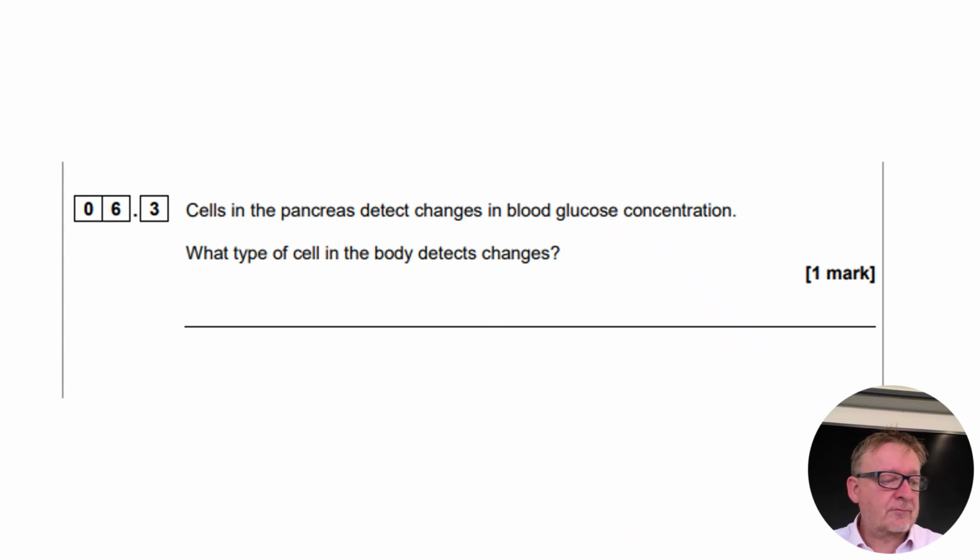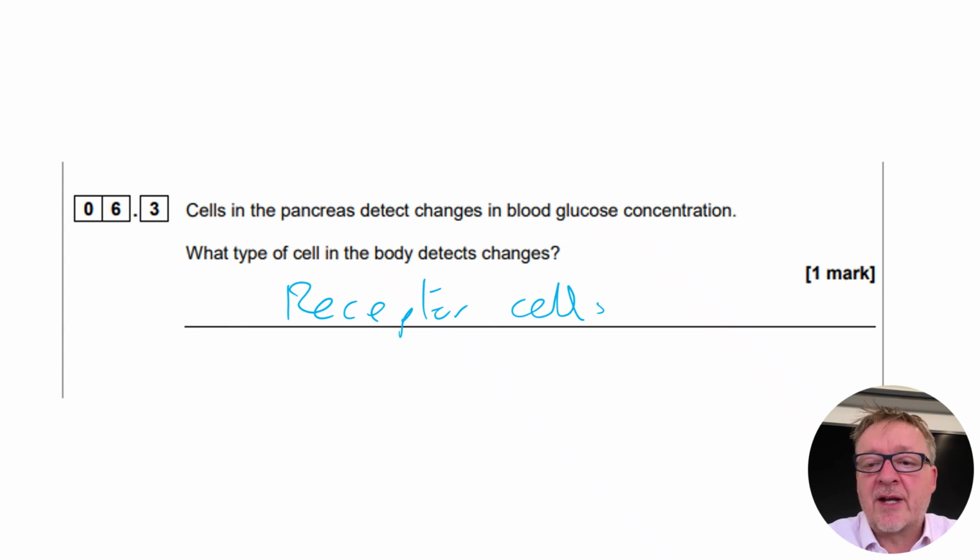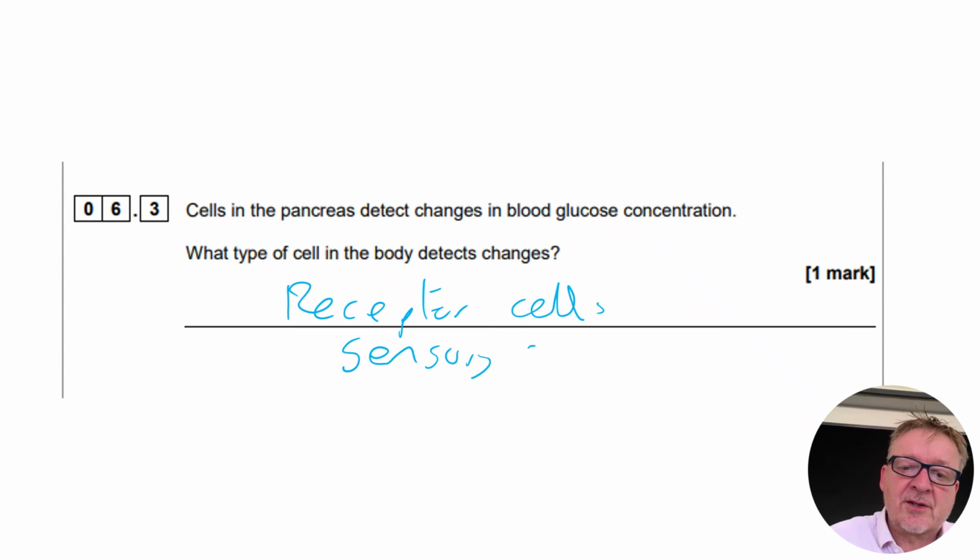6.3. Okay. Cells in the pancreas detect changes in blood glucose concentration. What type of cell in the body detects change? They are receptor cells. Okay, and I'll often call them that. You've got the alpha and the beta cells in there, but they are generally receptor cells. Or sometimes you can call them sensory cells.